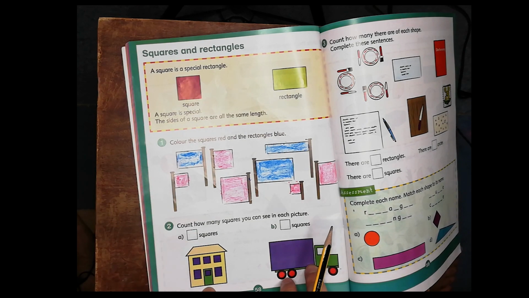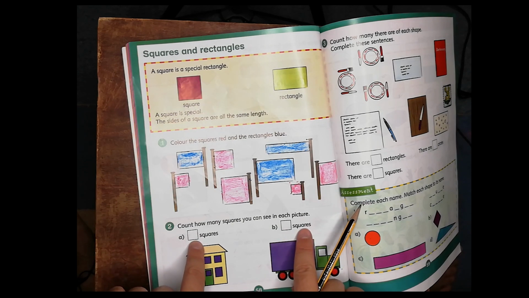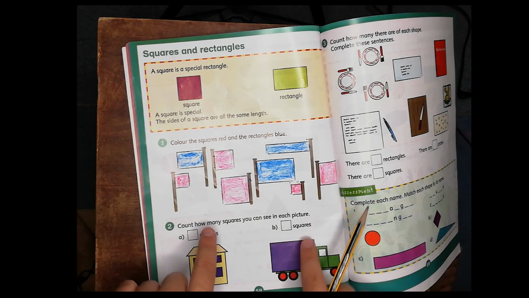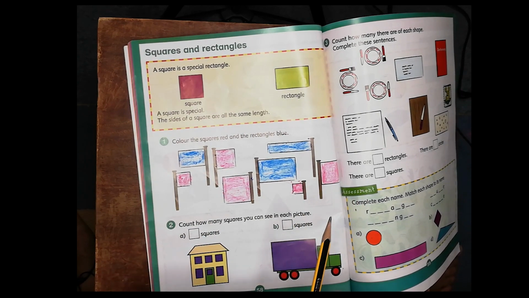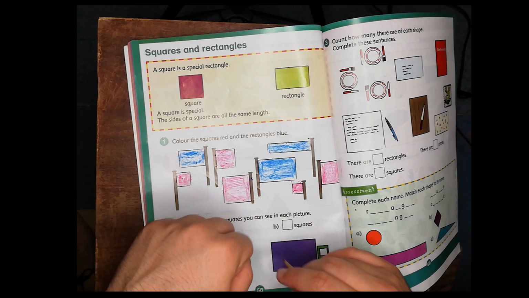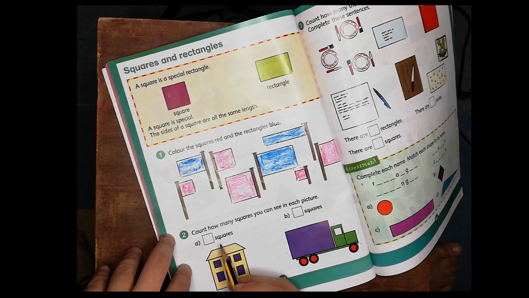So we have two pictures here. You have to write the numbers for squares. So for each picture, we have to write how many squares we can see. We will add something else, but let's finish this first, and then I'll add what I had in mind. Okay, so let's see squares.